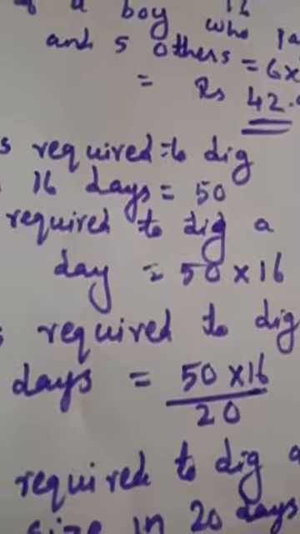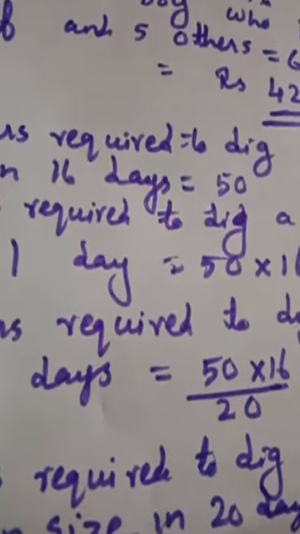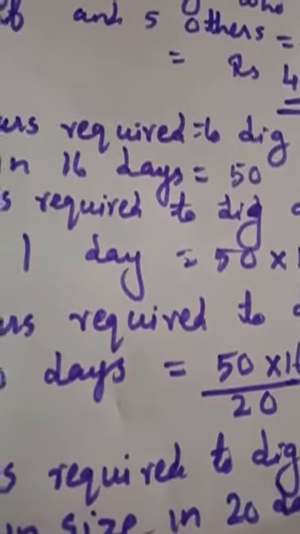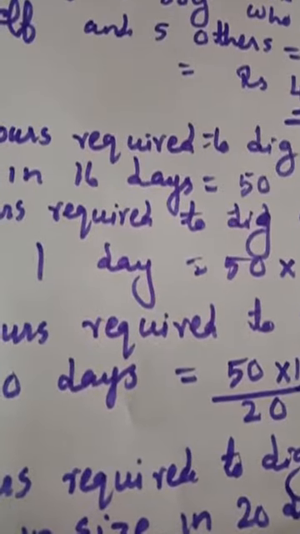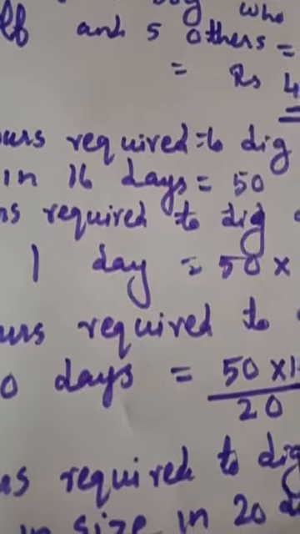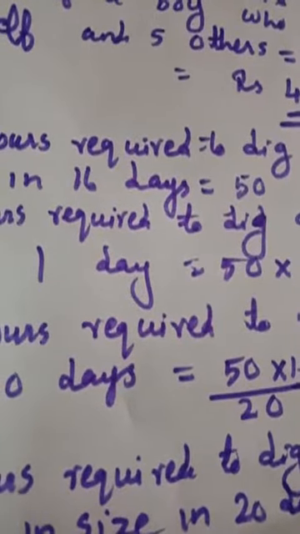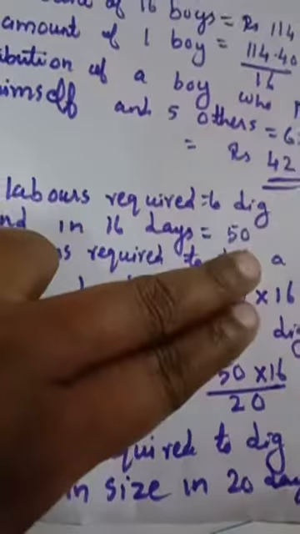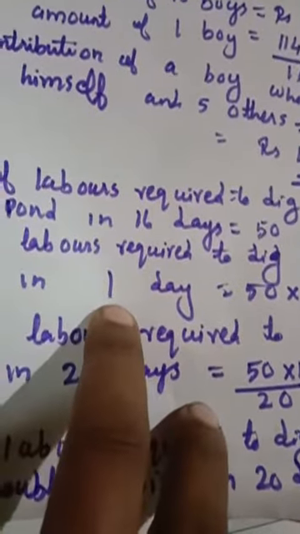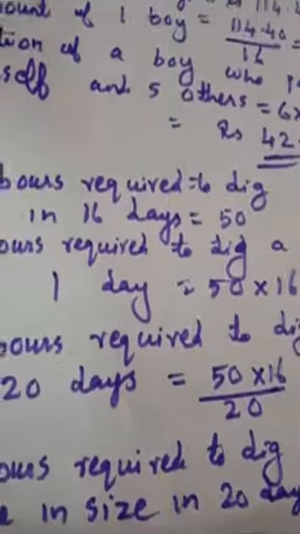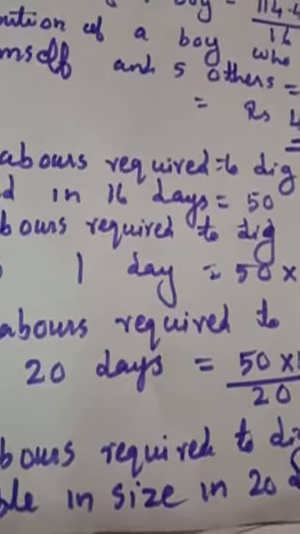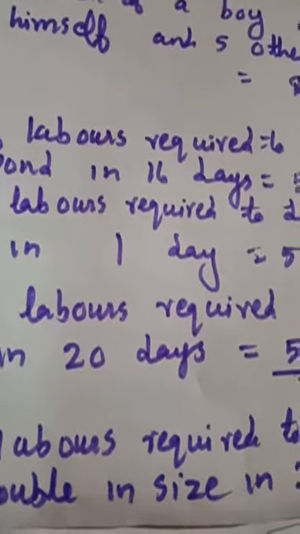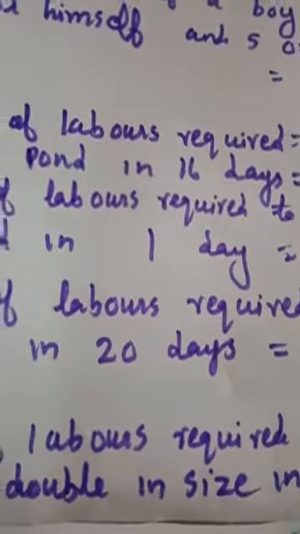Why into? Because this is inverse variation. 16 days, 50 laborers. If they want to complete the work in 1 day, more laborers are needed. The days are decreasing, so the number of laborers is increasing. Here 16 days, 50 workers; 1 day is decreasing, only 1 day, so the number of laborers is increasing. So this is inverse variation. One quantity is increasing, the other quantity is decreasing. You just think about that.